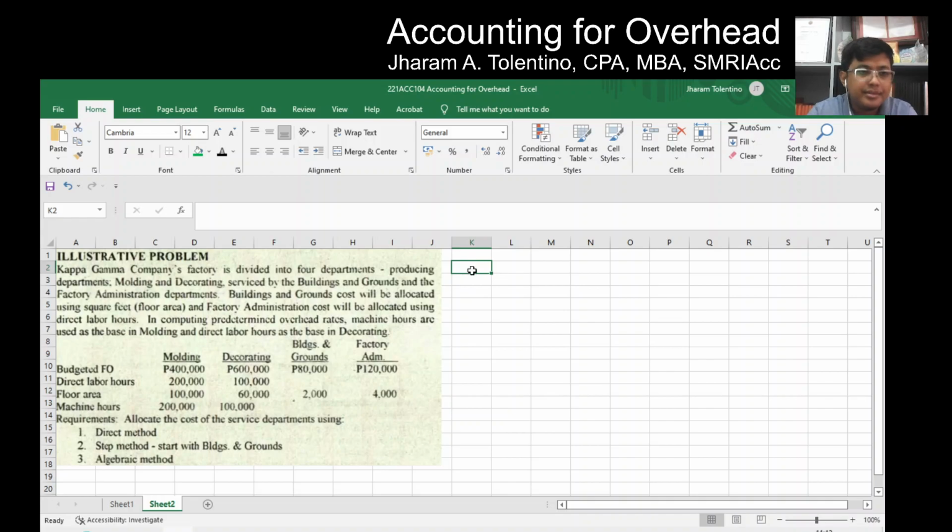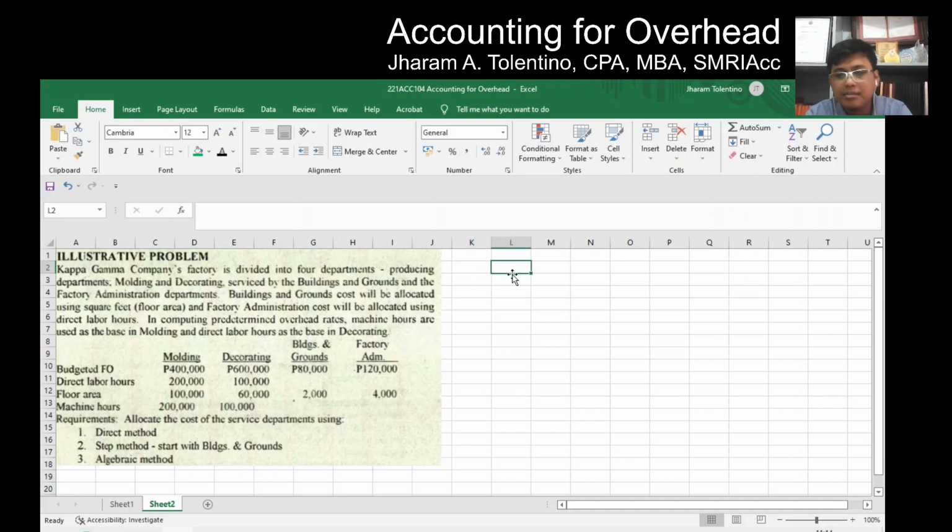So, going back, we have kappa gamma company. Factory is divided into 4 departments. We have producing department, molding and decorating. And then we have the service departments, building and grounds, and the factory administration building. Service department ang dalawa. So building and ground costs will be allocated using the square feet or floor area, and the factory administration will be allocated using direct labor hours. So in computing the predetermined overhead rates, the machine hours are used as base for molding and direct labor hours for decorating. So ano magiging itsura?